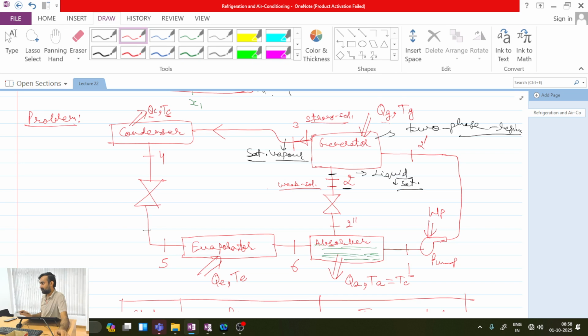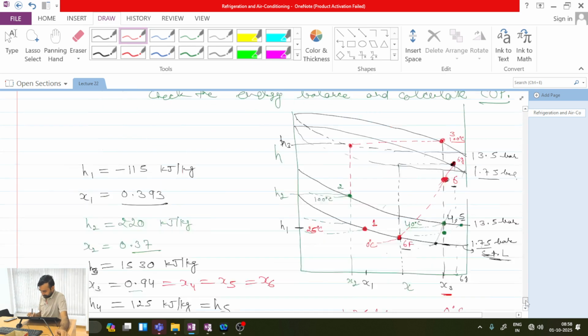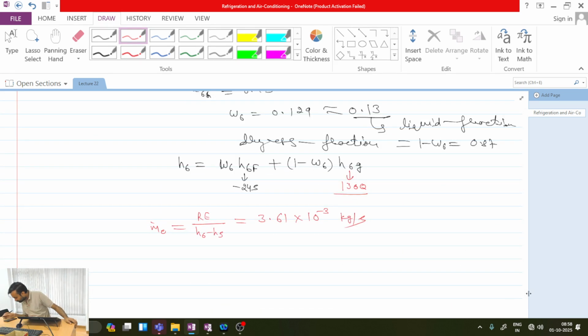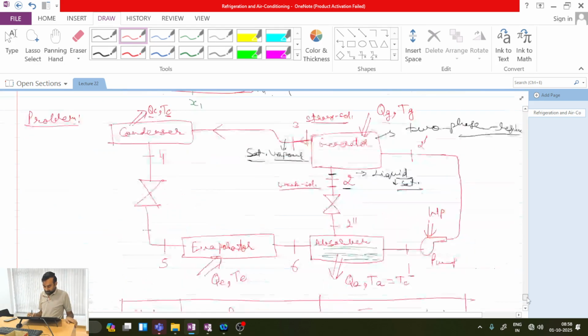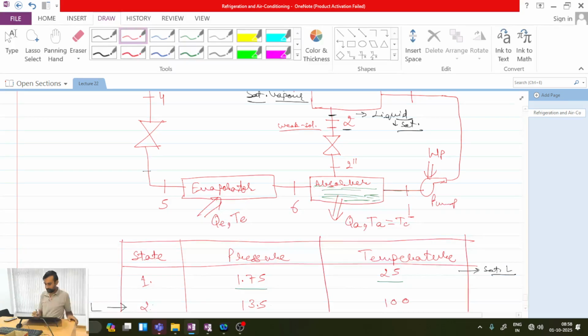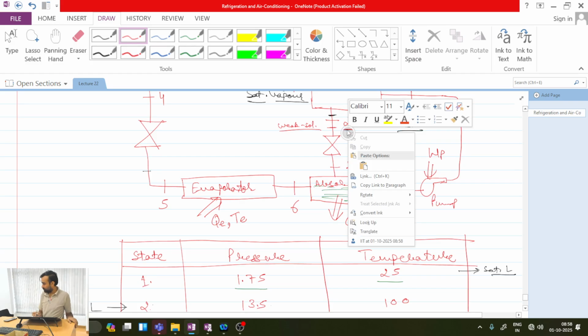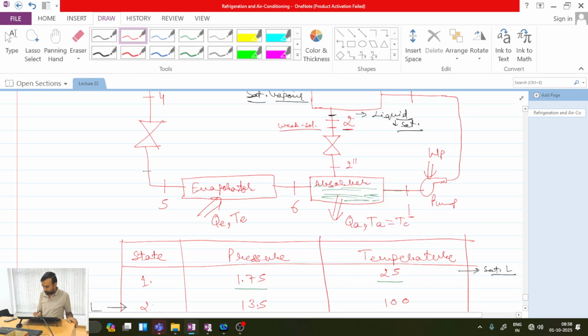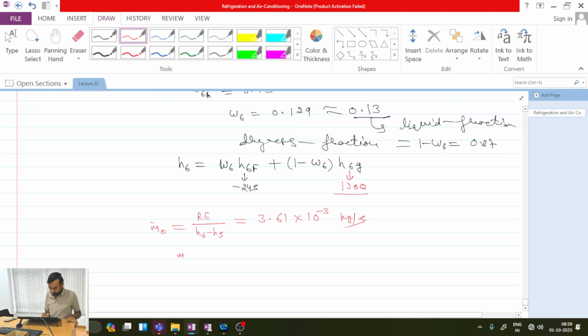Is this one clear? Now, in the absorber, if I apply mass balance, what will be happening? This is state 2. You can see over here, this is state 2. Some mass is coming at state 2 into the absorber. Some mass is coming at state 6 into the absorber and leaving at 1. So I can simply write that m dot 6 plus m dot 2 will be equal to m dot 1.